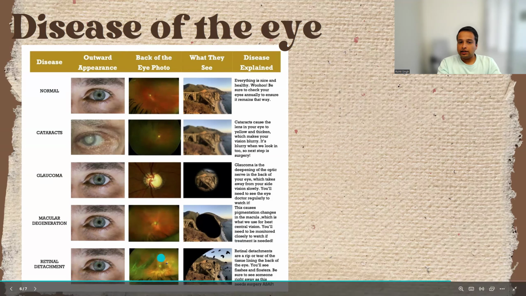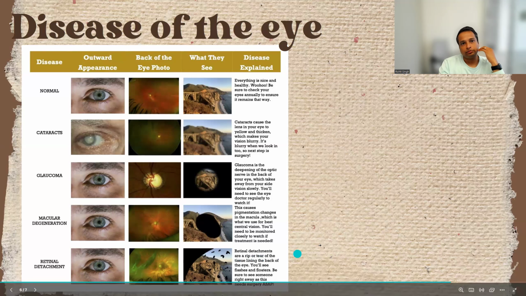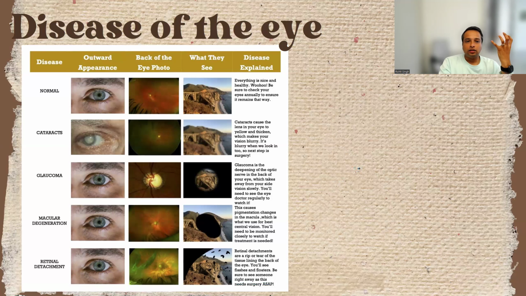The other one is retinal detachment. Basically, you will see spots when you see an image. This is very rare, but basically the back of your eye is getting a little bit corroded due to age, and you will see floaters, and you might need some surgery to fix that as soon as possible. So these are the common diseases of the eye.